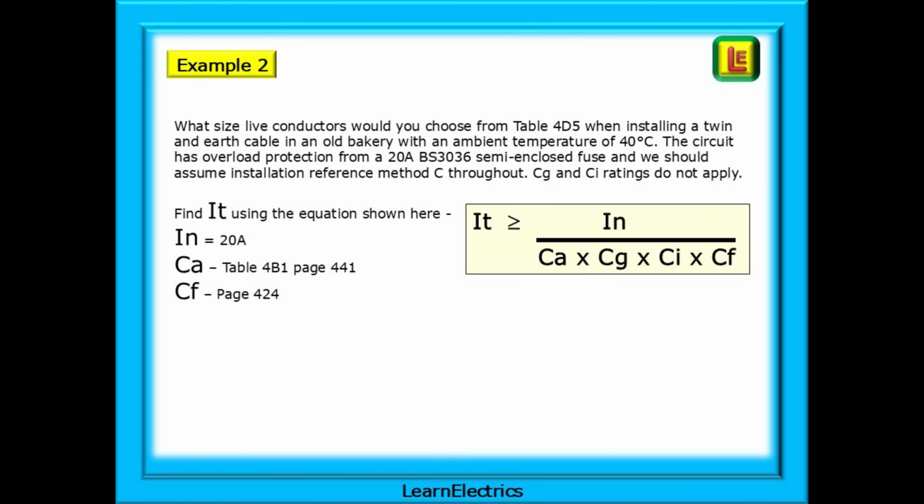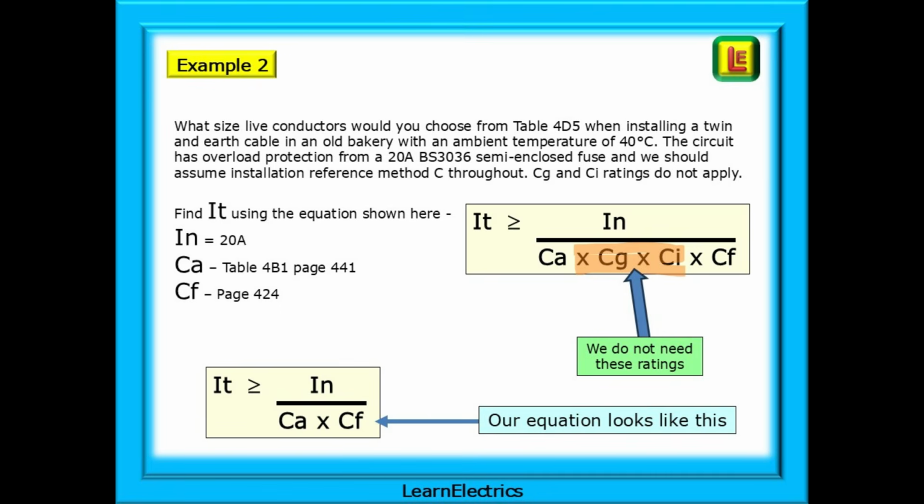The circuit has overload protection from a 20 amp BS3036 semi-enclosed fuse, and we should assume installation reference method C throughout. CG and CI ratings do not apply. Again, calculate IT after finding the rating factors for CA and CF.